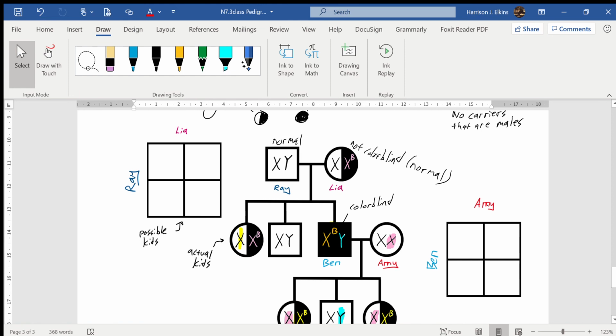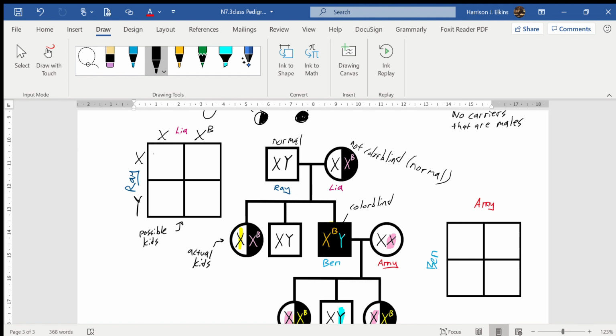Let's look at the Punnett square here to represent this. So Ray and Leah, how are we going to do a Punnett square with sex chromosomes? Well, let's figure this out. So Ray has a normal X and a Y. And then Leah, she has an X and a colorblind X. Colorblind X chromosome.